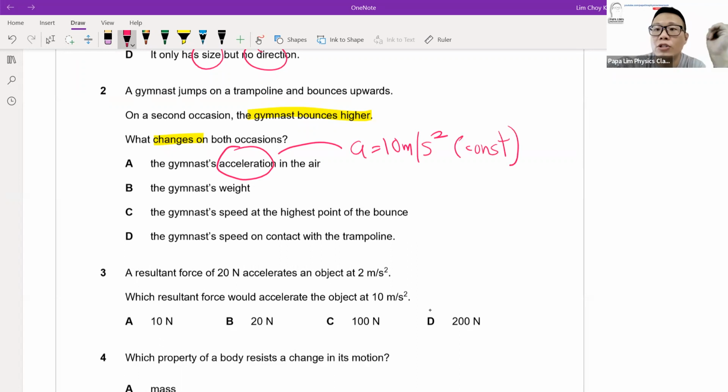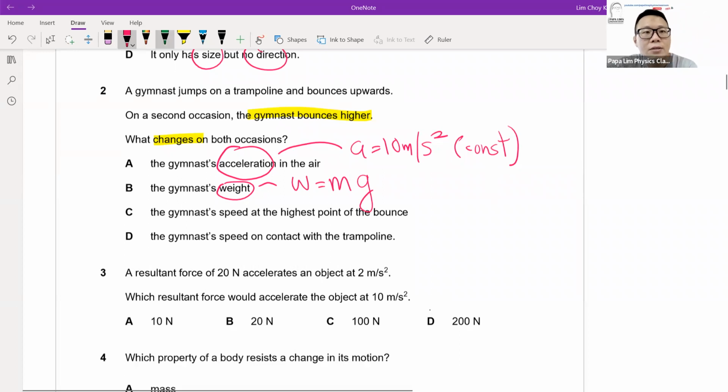This is due to the gravitational field strength of the Earth, the gravitational pull. Next, the weight of the object doesn't change. Weight is given by the formula mass times g. The mass of the person jumping on the trampoline remains the same. Gravitational field strength, which is 10 Newton per kg, remains the same because it's on the same planet. So as a result, the weight remains constant.